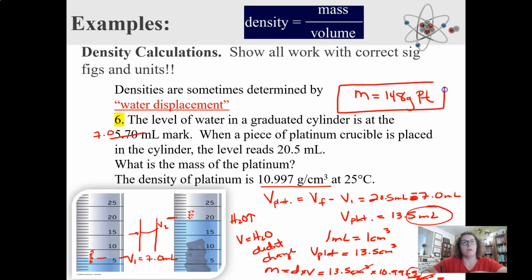I hope, ladies and gentlemen, this video was very helpful in finding density. I tried to show you different scenarios with it. It's definitely a key concept. You not only have to understand it conceptually, but also mathematically. So I'll see you on the next one, and it looks like the next one we're going to do is some precision and accuracy.